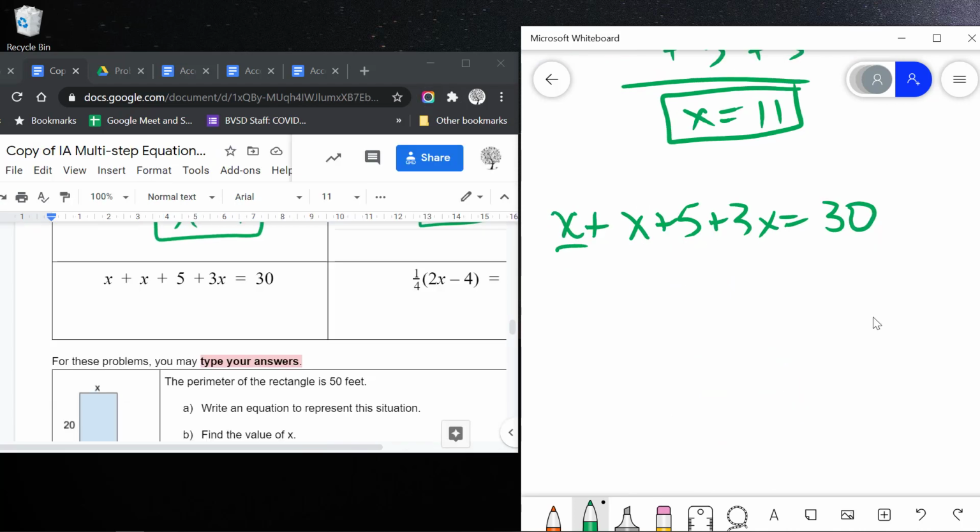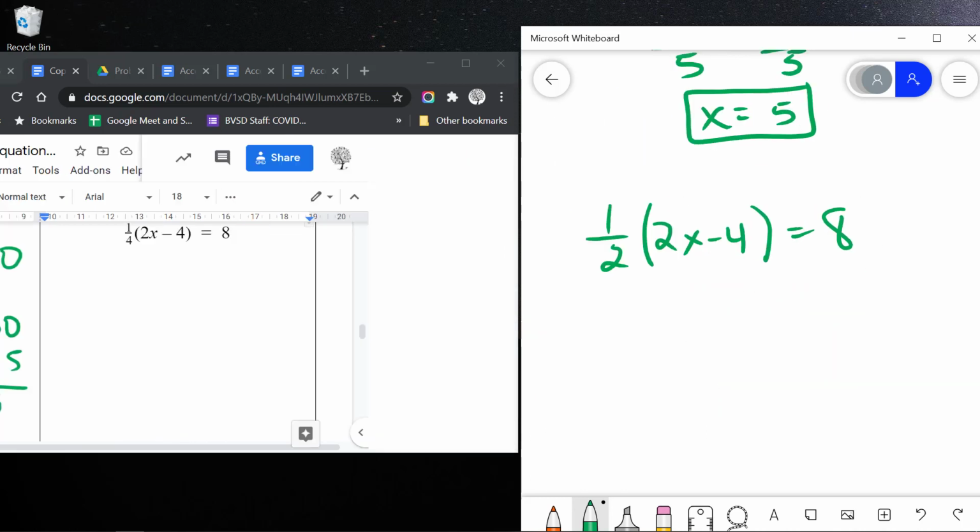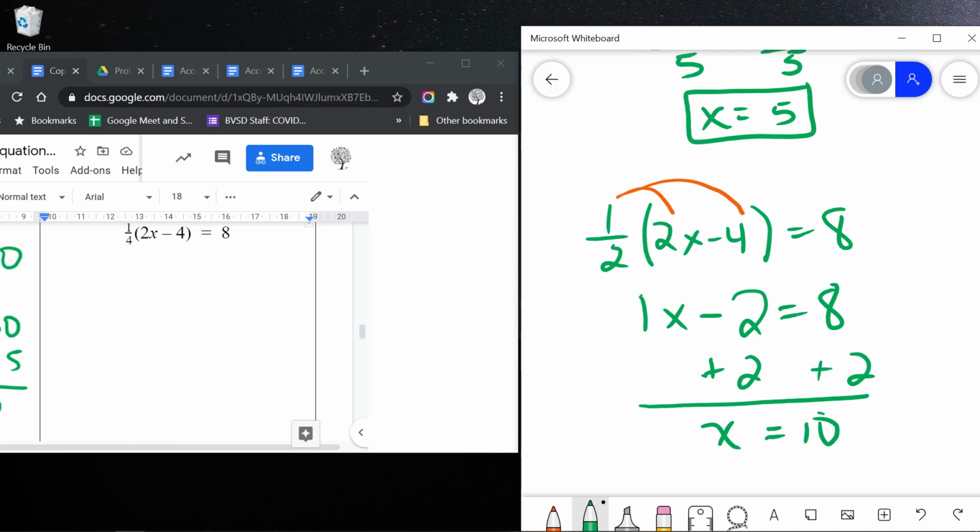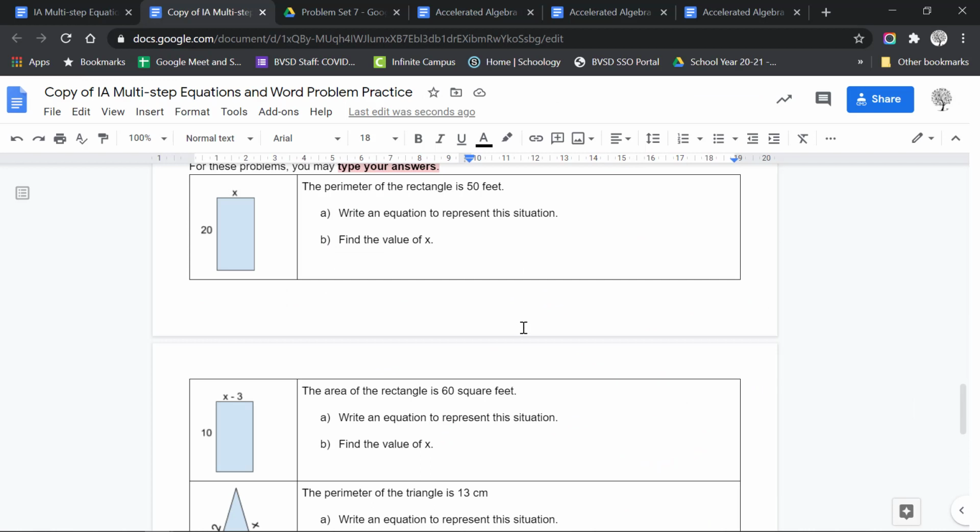For this one, we're going to have to be careful with these like terms first. And I solved just like a two-step equation. Here's another distributive property. Remember that 1x is the same as x, so I've got x equals 10. For these next ones, you're going to type.